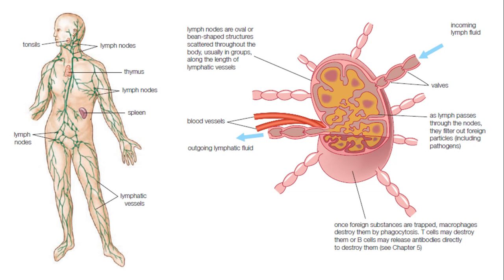And then on the right, we have a picture of a lymph node, and we can see here that blood vessels make sure there's blood flow to the area, and we see that lymph fluid goes through the lymph node, and any foreign particles are filtered out and made sure they are destroyed.